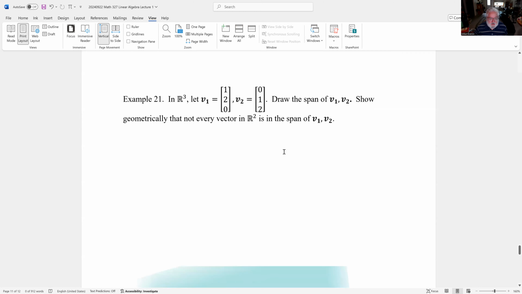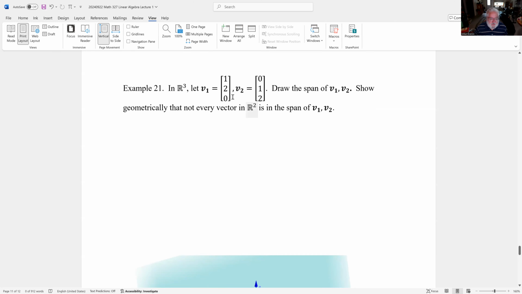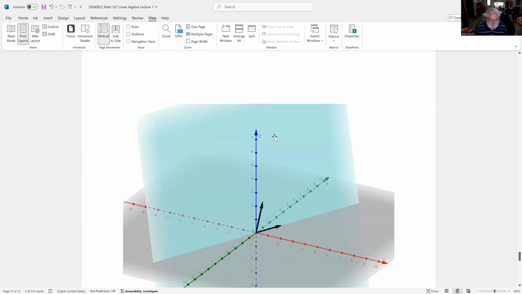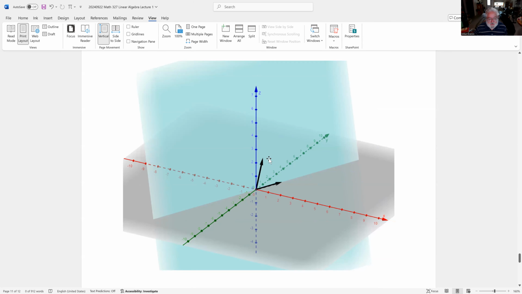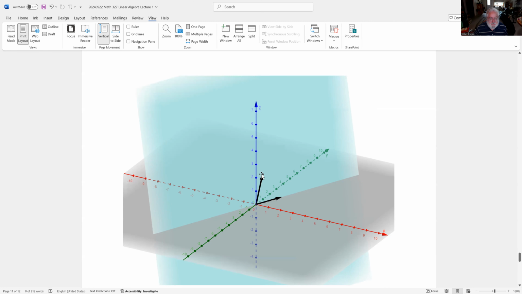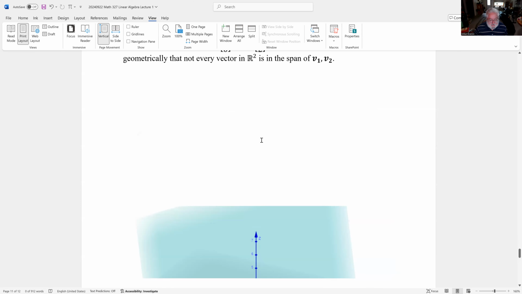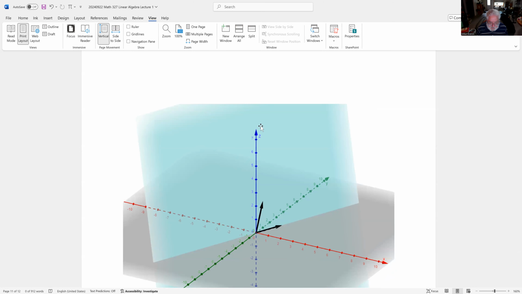So in R3, can you draw the span of that? Well, I really don't want to, but it looks like this. So here's my two vectors, 0, 1, 2, and 1, 2, 0. So this is V1 here, and this is V2. So what's the span of that? Well, you go along one vector for a while, and then you go parallel to it and end up somewhere, right? So the span means going in one direction and then going parallel to that.